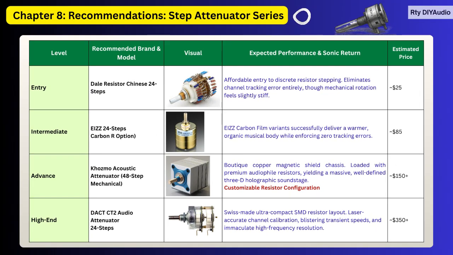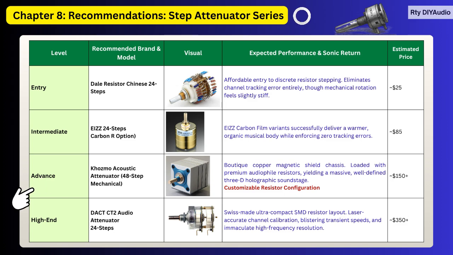Let's dive into Chapter 8, the Step Attenuator series. If you demand absolute channel balance, this is your precision playground. At the entry level, the Dale Resistor Chinese 24-step gives you a reliable taste of discrete stepping, though the mechanical rotation feels slightly stiff. Moving to intermediate, the EIZZ 24-step Carbon R option steps up, loaded with premium Amtrans Japan carbon film resistors to successfully deliver a warmer, organic musical body while enforcing zero tracking errors.